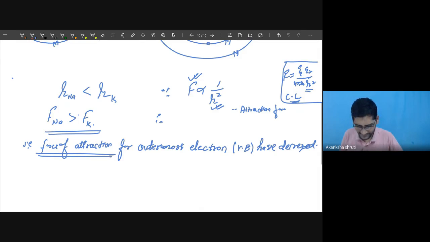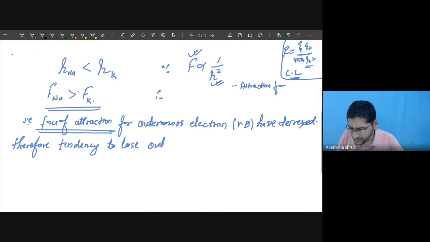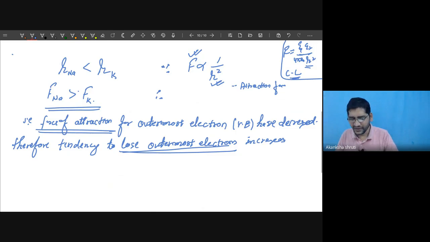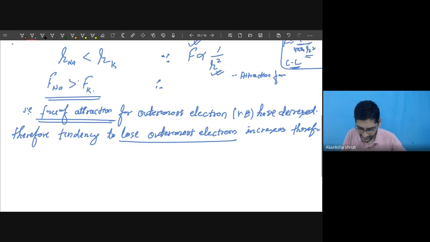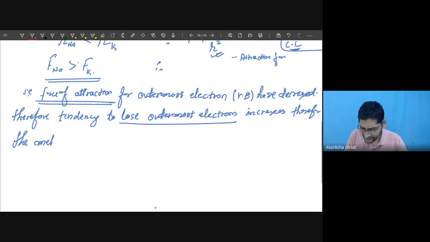Therefore, the tendency to lose outermost or outer electrons increases. So when the tendency to lose outer electrons increases, what about its metallic characteristic? Therefore, the metallic characteristic increases.